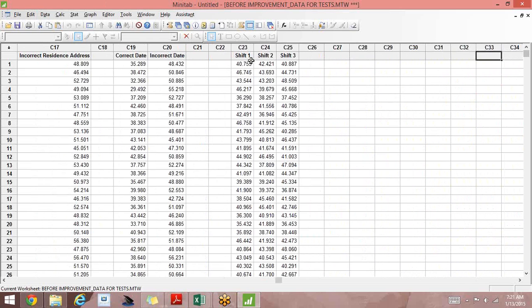But here it changes. There are three shifts. Shift is discrete. Activation time is continuous. So y is equal to f of x. Y is continuous, activation time. X is discrete, which is the number of shifts. But there are three shifts. There are not two categories. There are greater than two categories. And if y is continuous, x is discrete in more than two categories, you use what? ANOVA test. We do ANOVA test.